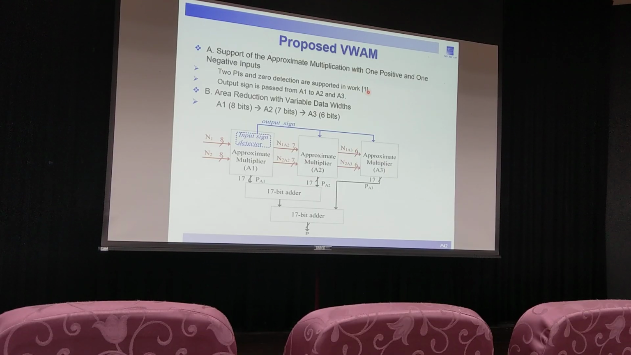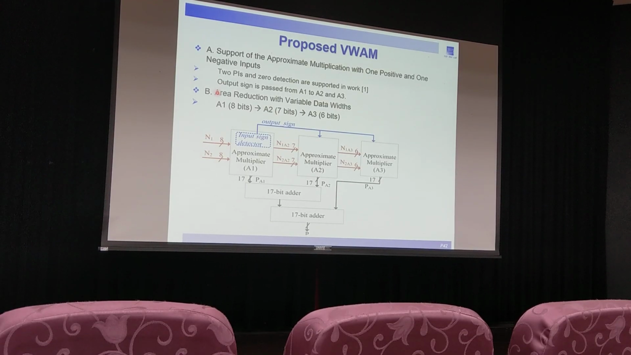But we found that it cannot support one positive and one negative input, so we want to solve this problem. First, we gather the output sign signal from the first approximate multiplier, and the sign signal will be moved to the second and the third approximate multipliers. In our design, we use three stages of approximate multipliers because we found that if I use four stages, five stages or more, the result is similar. It did not reduce the error.